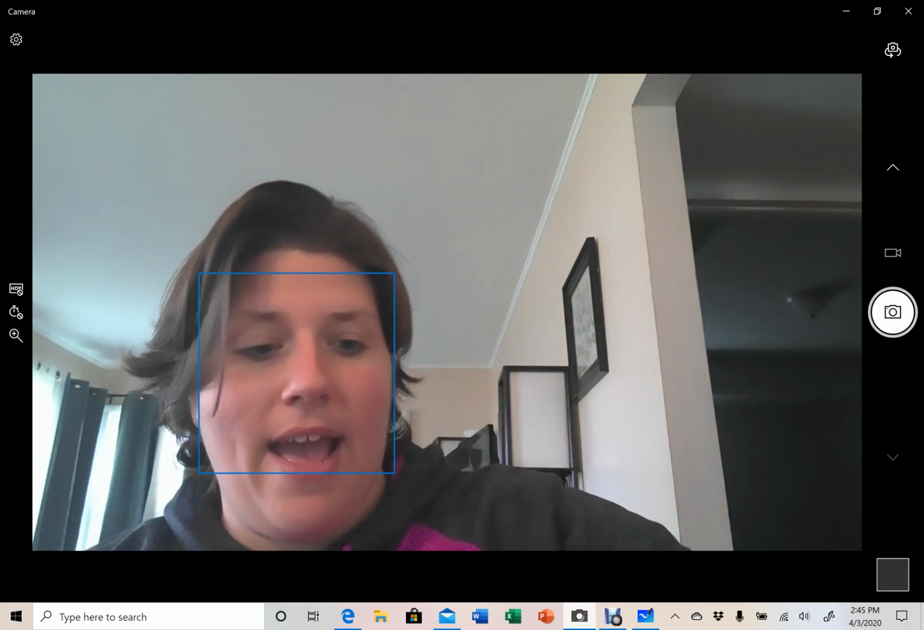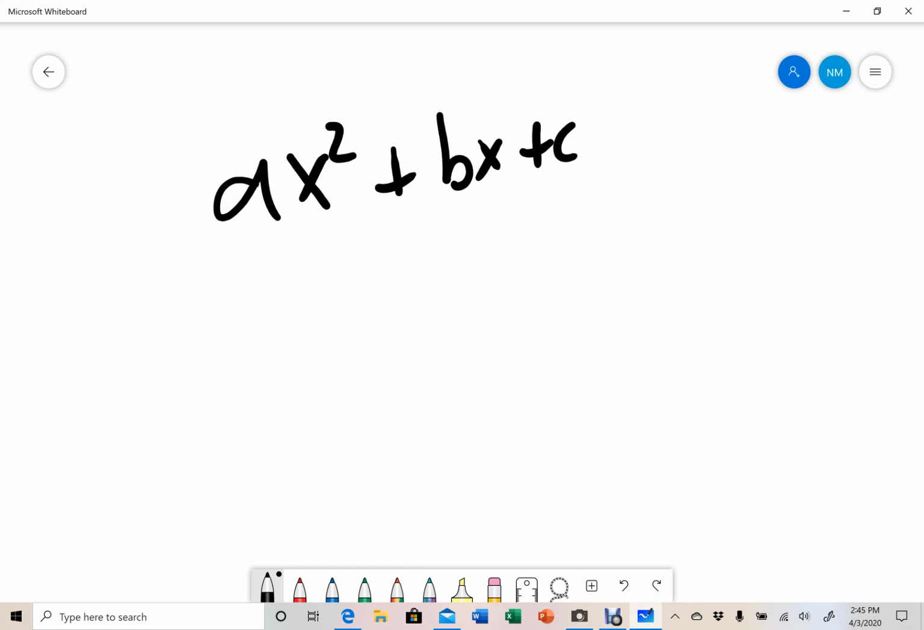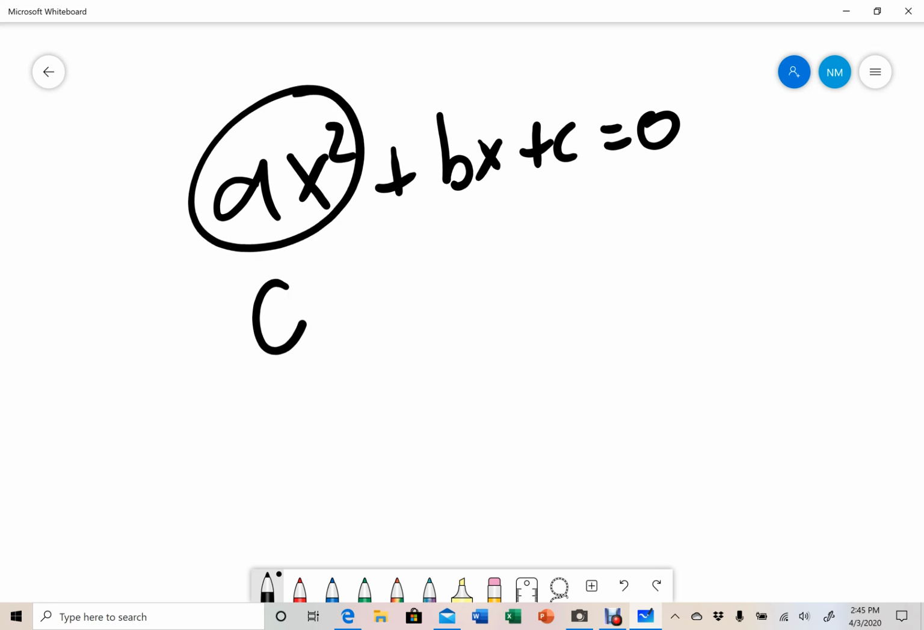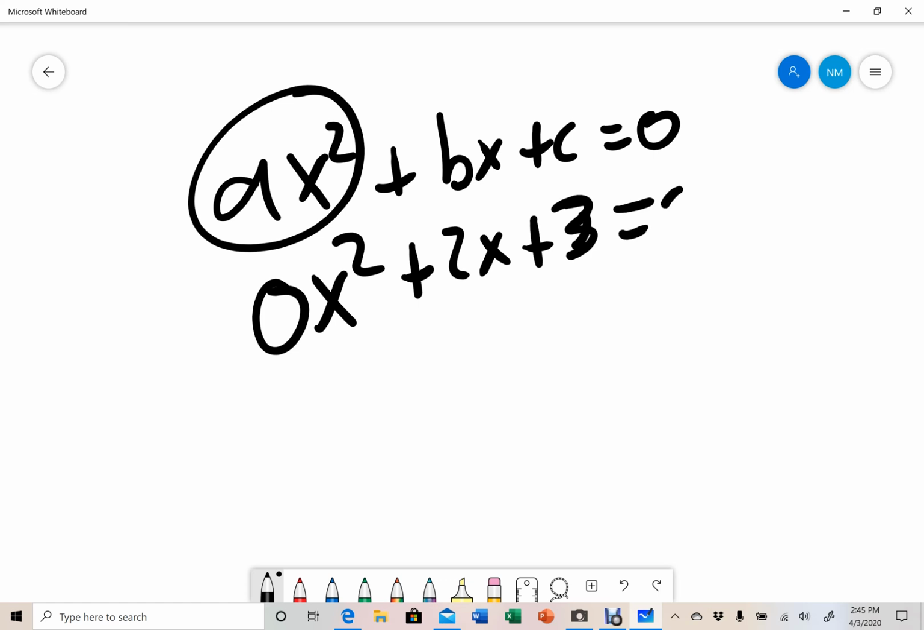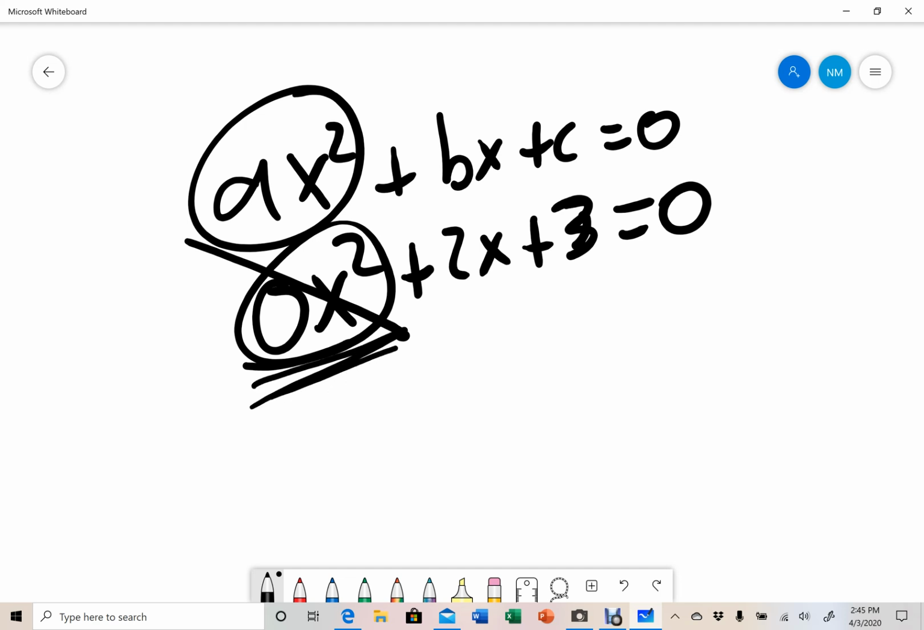In other words, if I have the equation ax squared plus bx plus c equals 0, and this is 0x squared plus 2x plus 3, okay? This is not a quadratic equation. This is actually a linear equation because our x squared has a coefficient of 0, okay? In order for it to be a quadratic equation, a has to be greater than 0, all right?